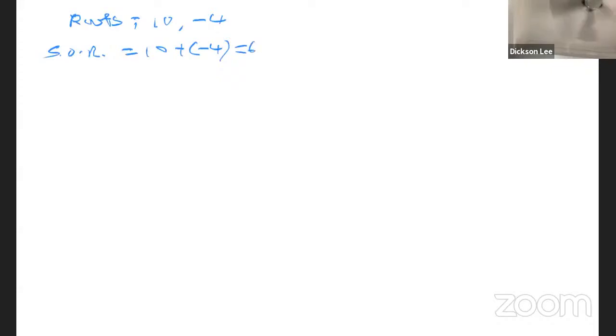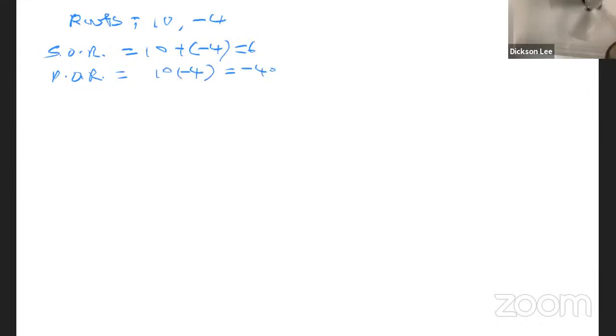So roots. Okay, roots are, you say 10 and -4. Okay, 10, -4. So you say sum of roots. Sum of roots, you add. This is using formula. So it's 6. Okay, product of roots. They're using formula.